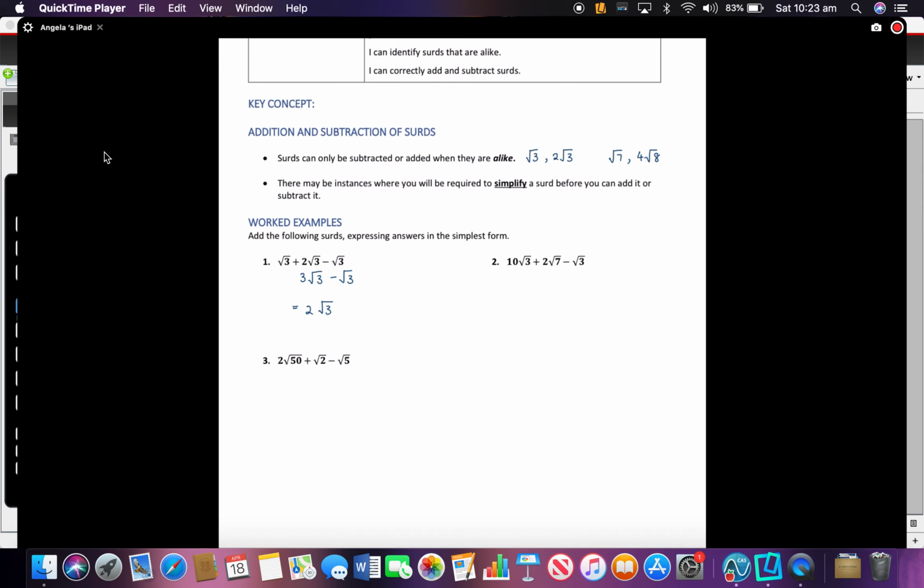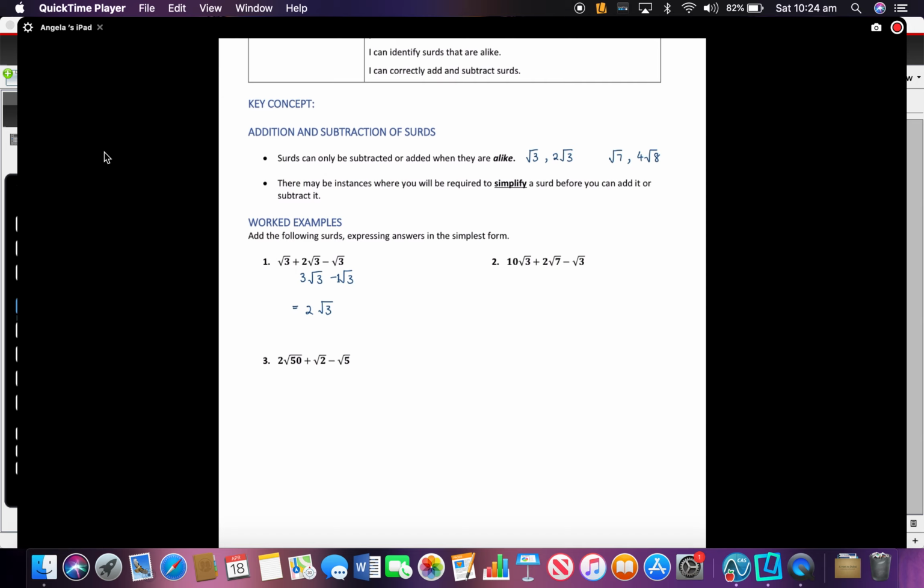Remember that the coefficient in front of the root term is going to be 1 if there's no number in front of it. That's not to change the value of the root function. I'm just talking about the number in front. So it's implied that the number is 1 in front of it. That's why I got a final answer of 2 root 3.